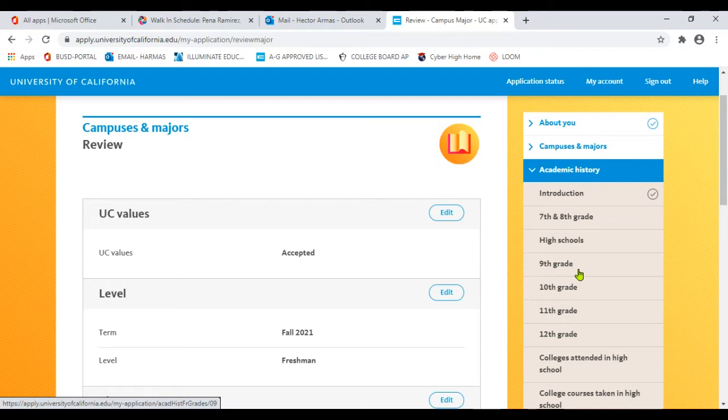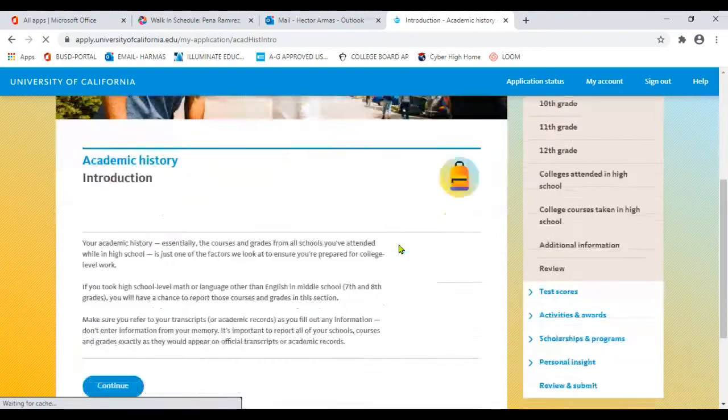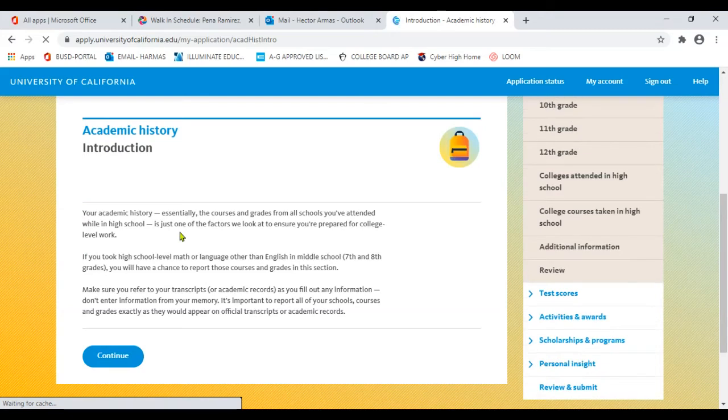So what we're going to do is view the academic history. I'm going to click on the introduction. And here, basically, you get an academic history introduction. And it basically says that you'll have an opportunity to write down your academic history.